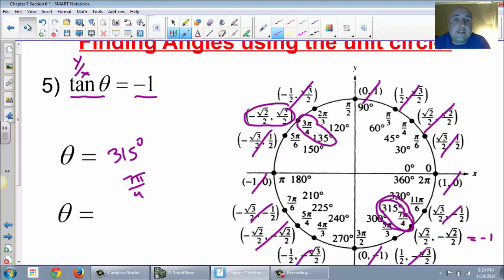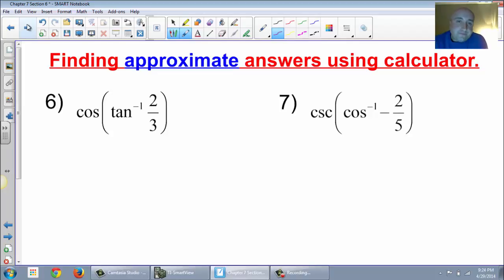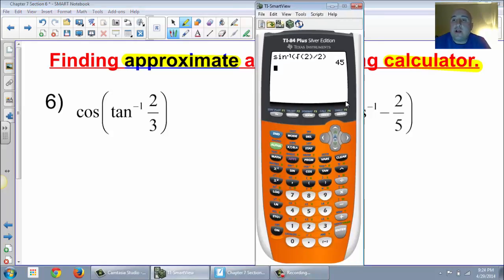Okay. All right, so the next type of problem that you're going to see in the inverse section is finding approximate answers. So this is the way you do it using the approximate. If it says approximate, we're going to use our calculator. Approximate equals calculator. So I'm going to pull up the calculator, and we're going to do these problems here.